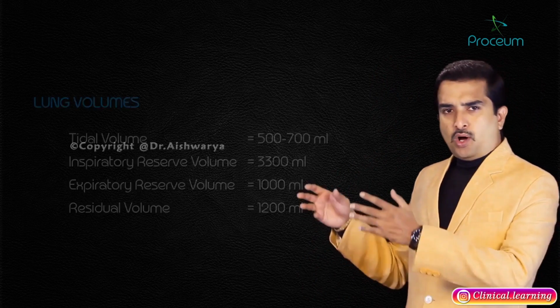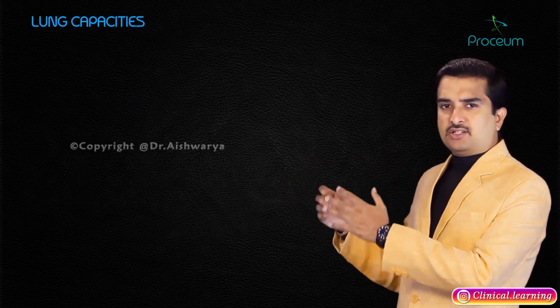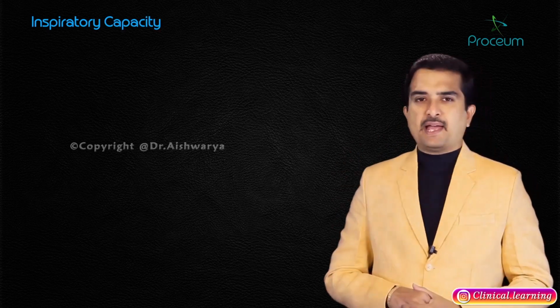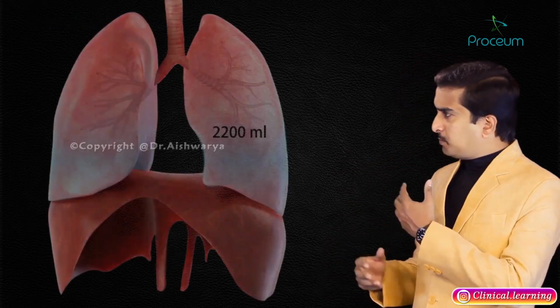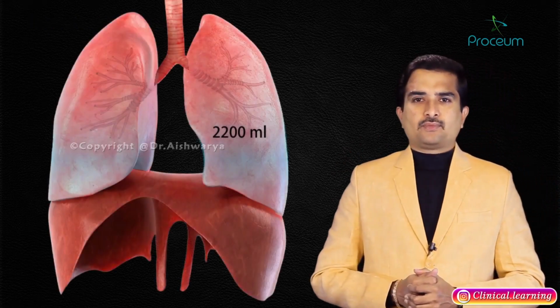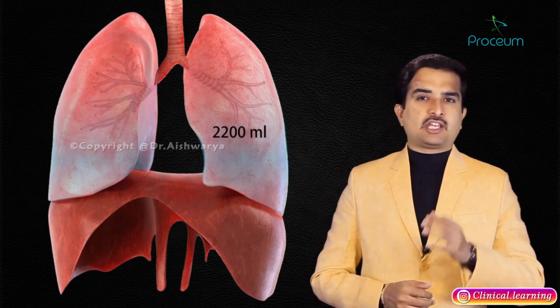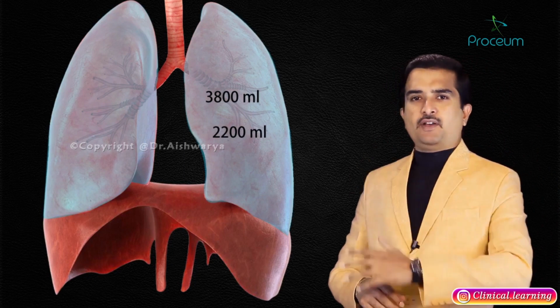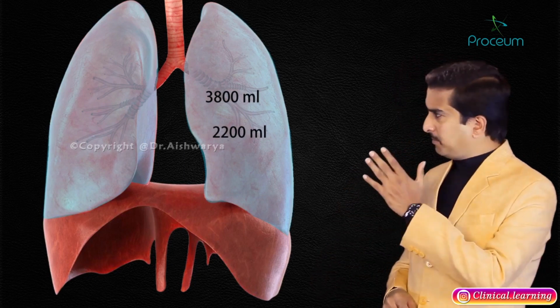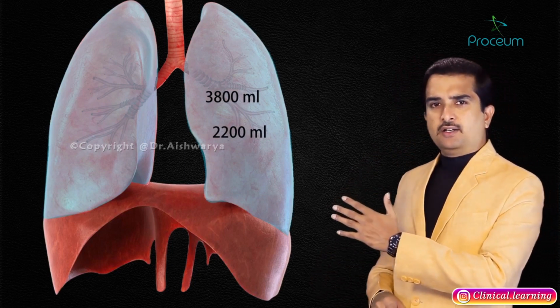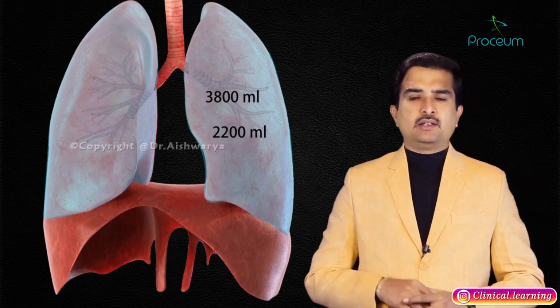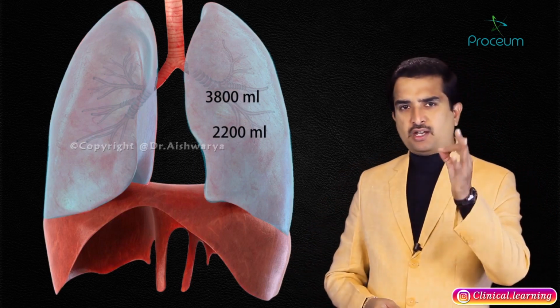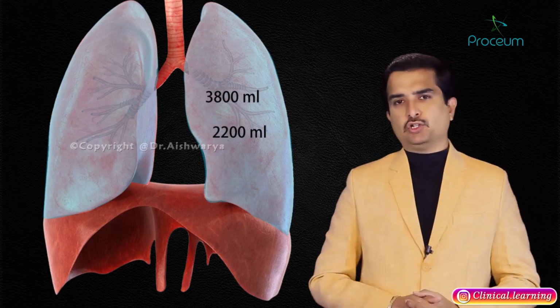Now, what are the lung capacities? First is the inspiratory capacity. What is the inspiratory capacity? It is the maximum amount of air that can be inspired from the end-expiratory level, and it can be calculated as inspiratory reserve volume plus tidal volume.